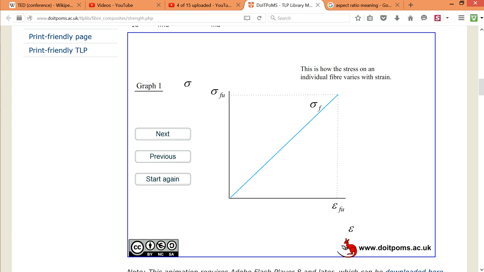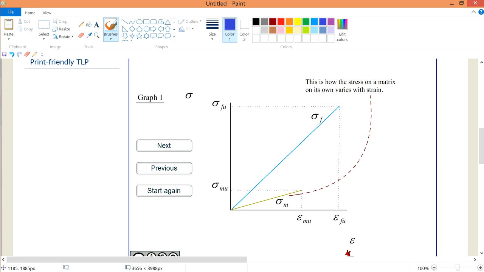Let's start off with the first step. This is the stress on the individual fiber. If you have the matrix also, as you can see, the matrix strain is much lesser than the fiber's. If you take a look, this is for the matrix. The matrix will fail at this point, which is lousier than the fiber. The fiber will fail at this particular point.